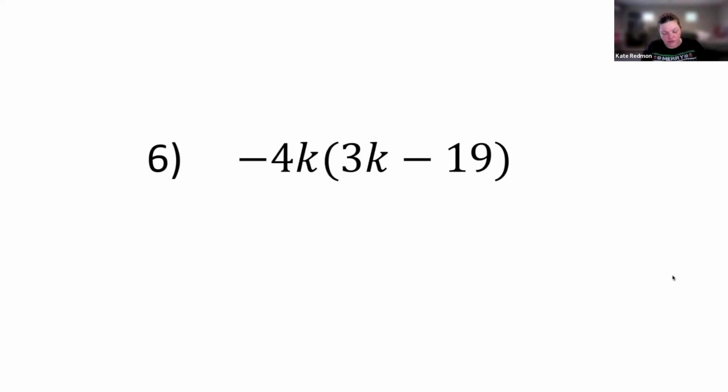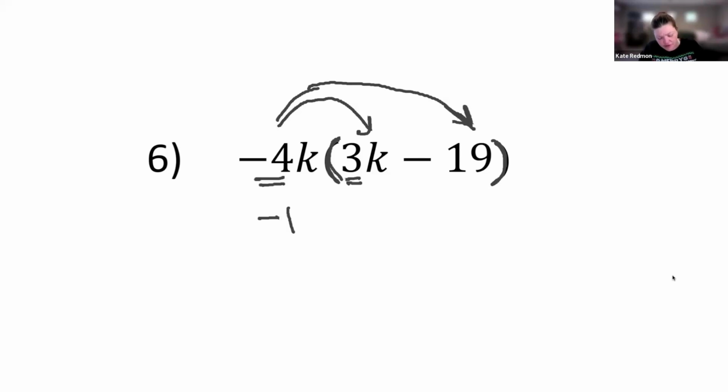6 says negative 4k times the quantity of 3k minus 19. This negative 4k is multiplying by 3k and by negative 19. Pick up your calculator, do it in your calculator, but let's deal with the coefficients first. Negative 4 times 3 is negative 12. And I already have a factor of k, and I'm going to multiply in another factor of k. K times k is k squared.